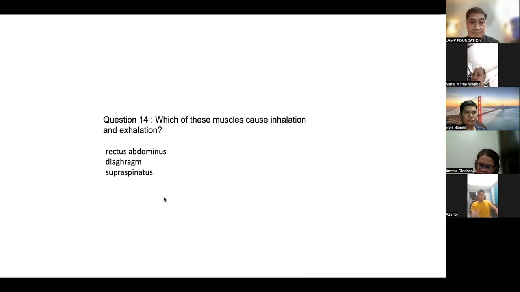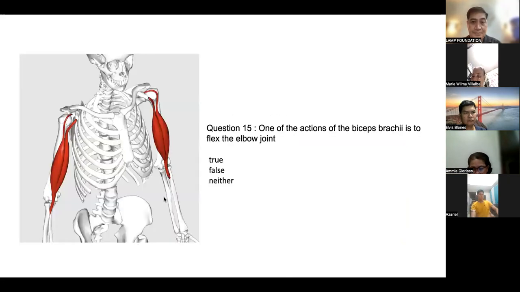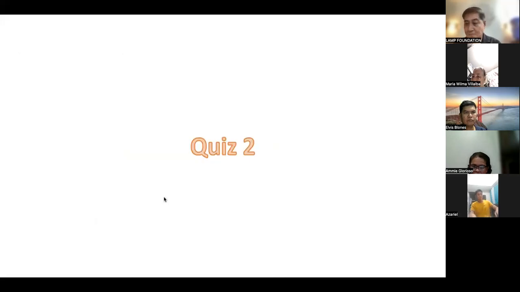False. Okay. Which of these muscles cause inhalation and exhalation? Diaphragm. One of the actions of the biceps brachii is to flex the elbow joint. True or false? True. Okay.